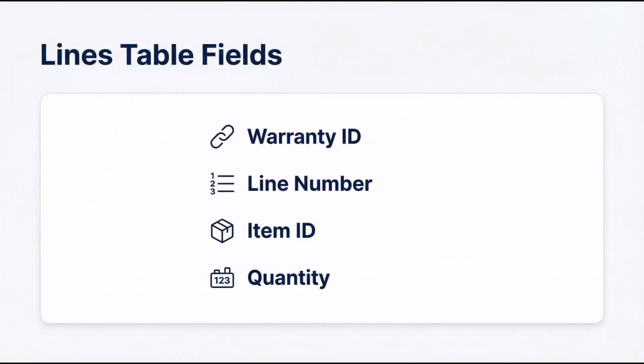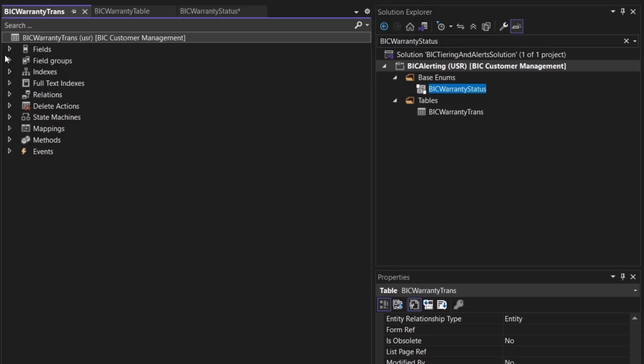Now the next step is to add the fields. So before we start adding fields, let's quickly check what we need. First, the warranty ID to link to the header, then a line number to order the rows. Next, the item ID for the product being claimed, and finally the quantity. Okay, let's start with the link to the header.